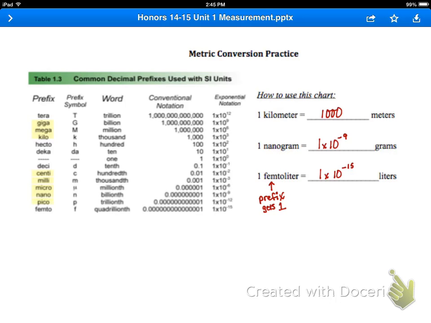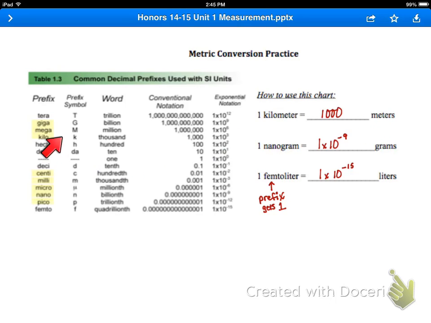In this chart, the prefix always has the 1, okay? By prefix, we mean kilo in kilometer, nano in nanogram, femto in femtoliter. The ending piece is the base unit. That is not the prefix. The beginning piece is the prefix. So 1 kilometer is equal to how many meters? Meters is the base unit. We're always converting back and forth to base units.